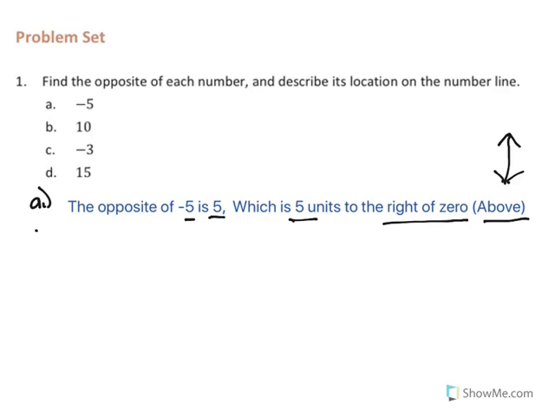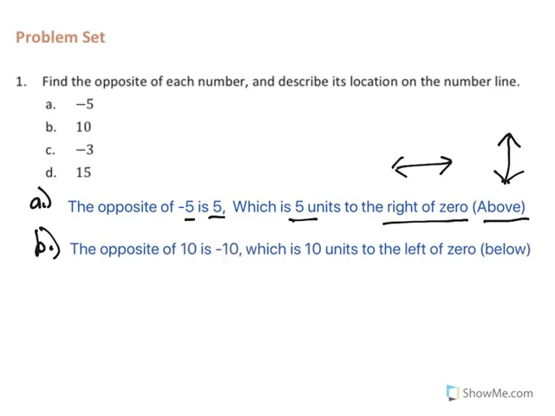So for B, you're gonna do 10, the opposite of 10, and where would that be located on the number line if it was horizontal or vertical? Just mimicking kind of what I wrote here. Okay, hopefully you wrote the opposite of 10 is negative 10, which is 10 units to the left of 0 or below 0. Okay, letter C says negative 3.